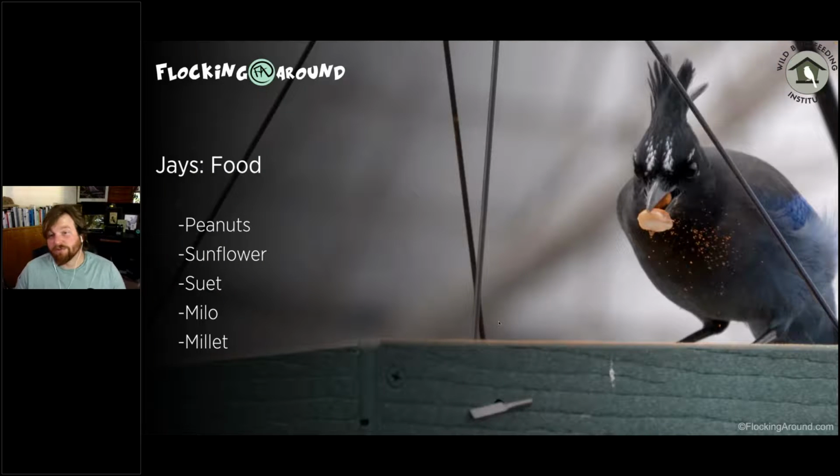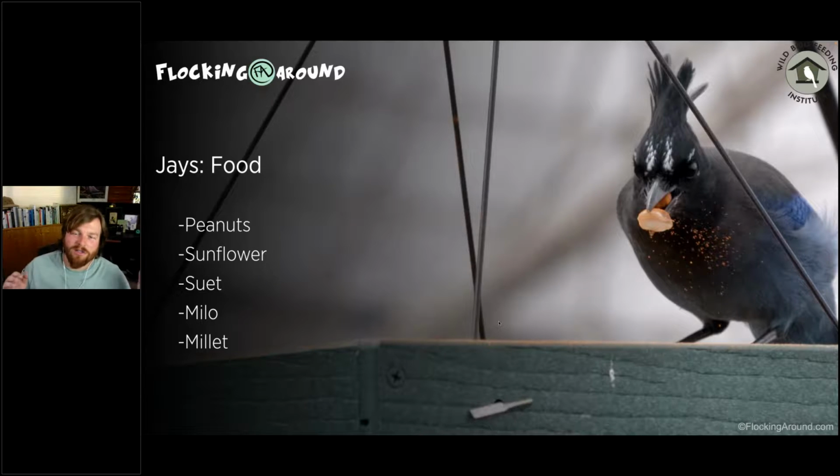So with jays, whether it's a blue jay, Steller's jay, scrub jay, or you go into the rest of the corvids, ravens and crows, peanuts. Peanuts are a big one for them. They love peanuts. You can see this Steller's jay grabbing this peanut. It's got some cayenne pepper on it, which they actually really seem to enjoy. We'll talk about why it's added to this peanut in another webinar a few weeks from now. But peanuts are a big one for all the corvids.